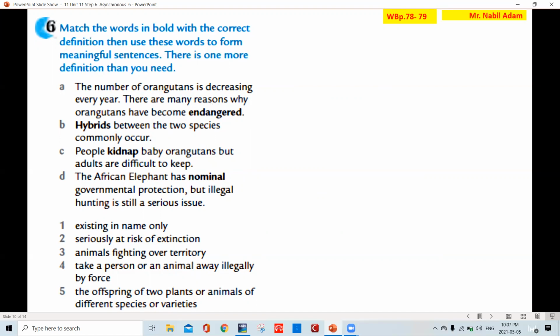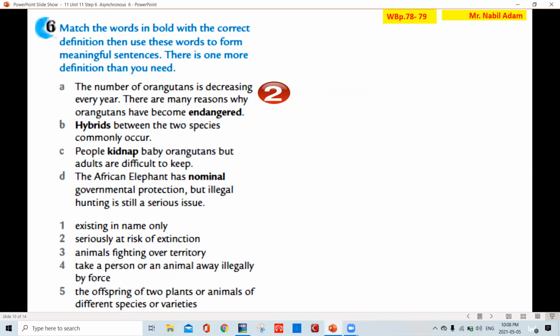Okay? The number of orangutans is decreasing every year. There are many reasons why orangutans have become endangered. What does endangered mean? Does it mean existing in name only, seriously at risk of extinction, animals fighting over territory, take a person or an animal away illegally by force, the offspring of two plants or animals of different species or varieties? All these words are part of the new vocabulary you studied in Unit 11. So review the meanings of the words to know or memorize them. Endangered means threatened. Which definition matches the word endangered? 1, 2, 3, 4, 5. Number 2, seriously at risk of extinction. So endangered means seriously threatened, at risk of extinction.